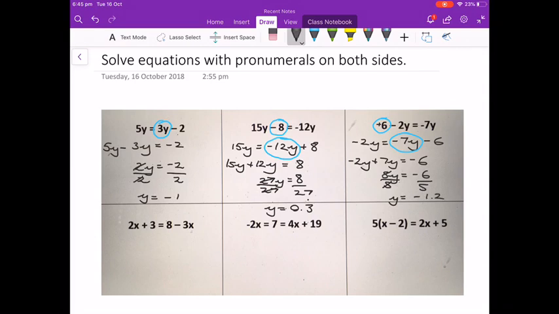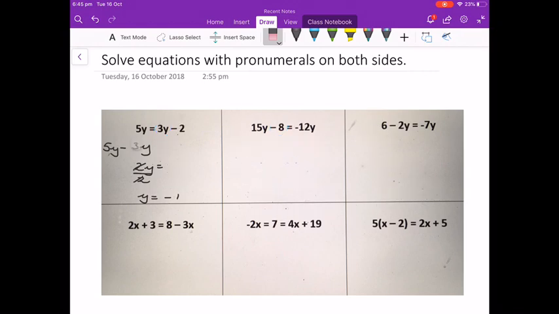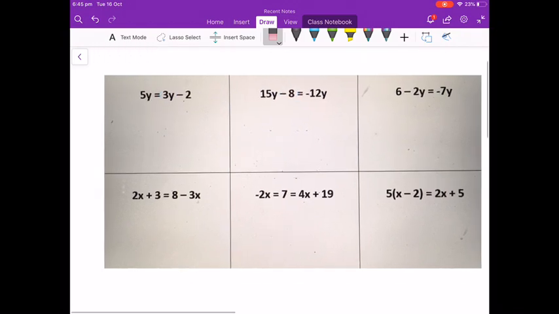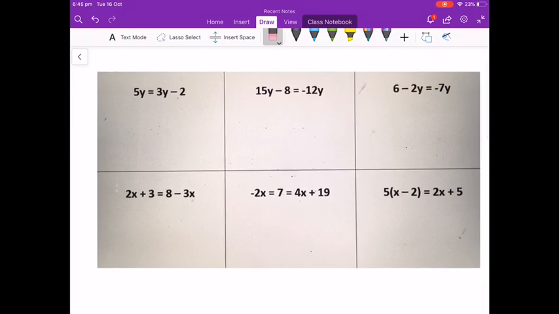Okay, now going to move on to some more complex equations. We have 2x plus 3 equals 8 take 3x. So I'm going to take this coefficient here and put that on the left hand side. So 2x plus 3 plus 3x equals 8. I'm going to simplify that to 5x plus 3 equals 8.